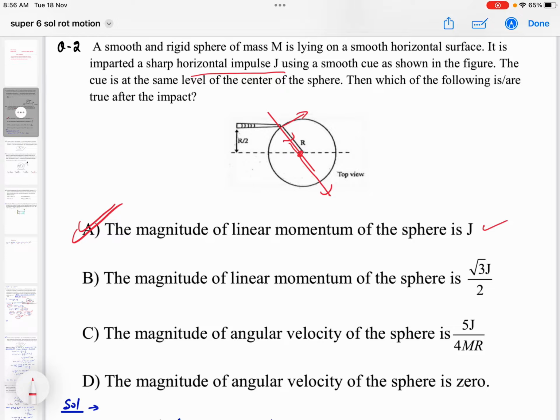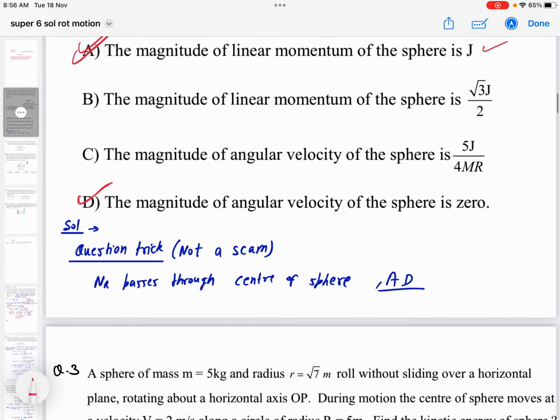Now the other thing is the magnitude of angular velocity of the sphere, right? So there is no external agent applying torque about the center of mass of the sphere, right? The force by this cue is acting and passing through the center of the sphere. So the torque acting on the sphere about the center of mass is zero. Torque is zero means angular velocity is zero, no angular momentum. Okay, so option D. So the correct options should be A and D, right? Okay.